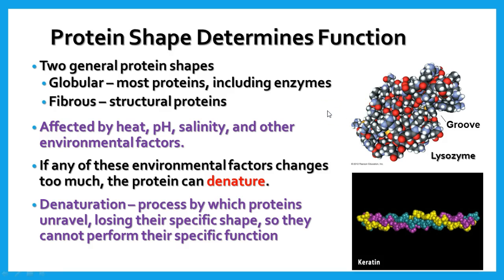If you change some of these factors, like heat, pH, salinity, and things like that, you can change the protein too much, and it's called denaturing the protein. Denaturation is the process by which the proteins kind of unravel and lose their shape, and they can't work properly if they're not shaped properly. This is what happens when you cook an egg. When you break that egg open, the egg white is just clear and kind of viscous, and when you cook it, it turns white and more rubbery textured. That's because you've denatured the proteins that were there in the egg white.